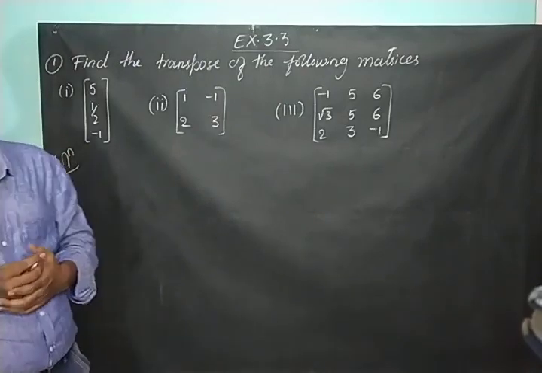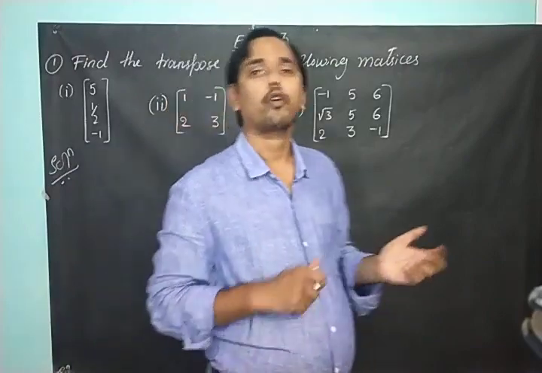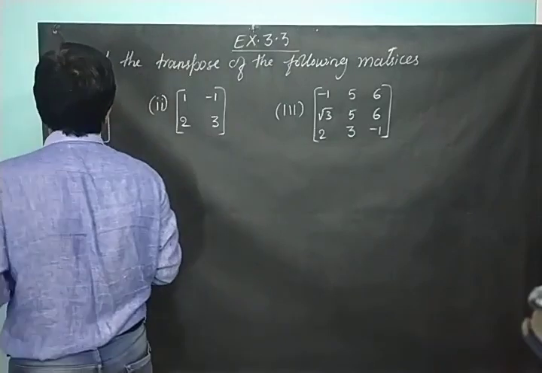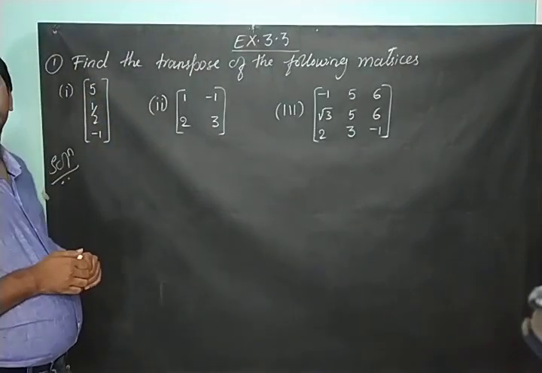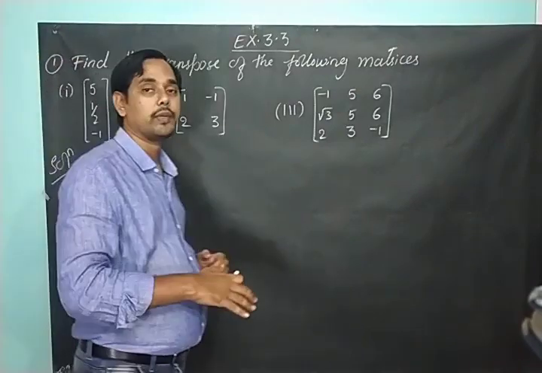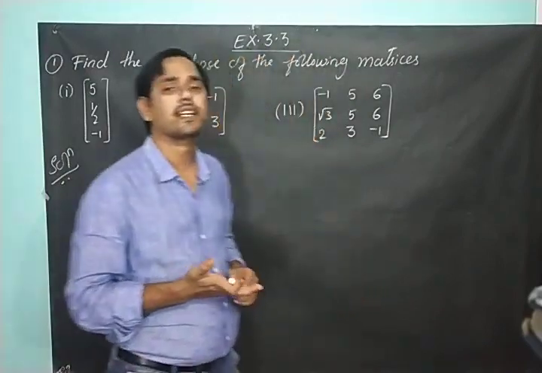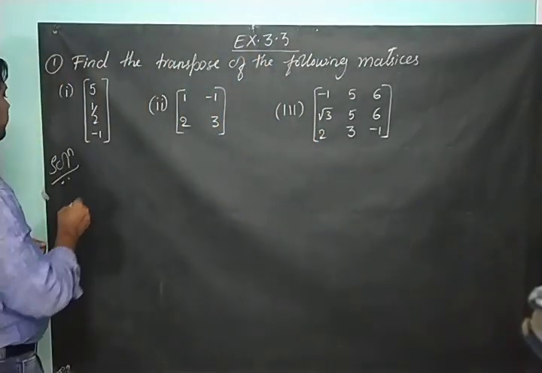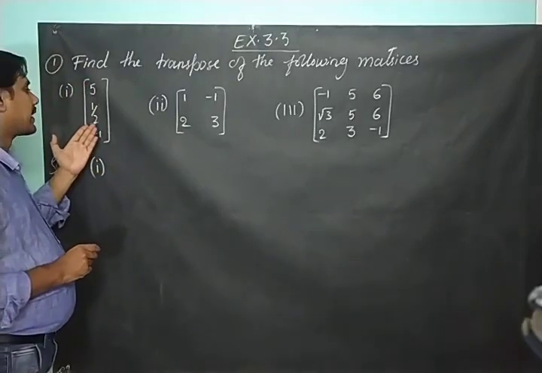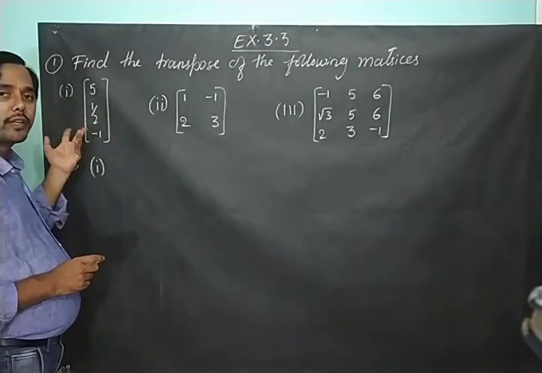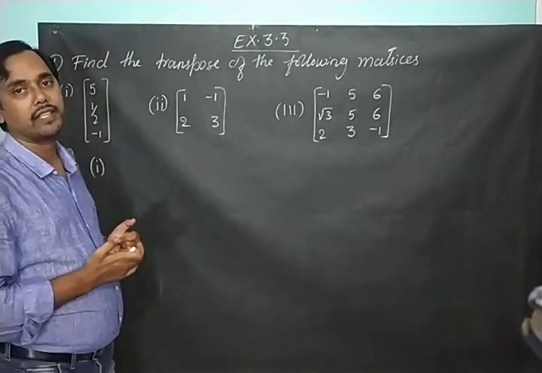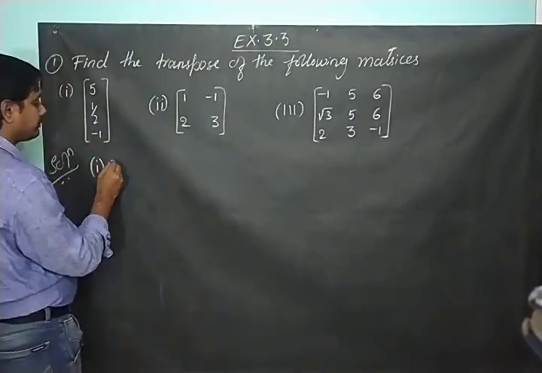So what is the transpose? Converting rows into columns or columns into rows is called transpose. The first column should be converted into the first row, the second column into the second row, the third column into the third row. Either you can transform columns into rows or rows into columns, whichever is convenient. Both are applicable. The first one is a column matrix, so it is more convenient to convert column into row. Only one column is there, so only one row we will have in the transpose of the matrix.